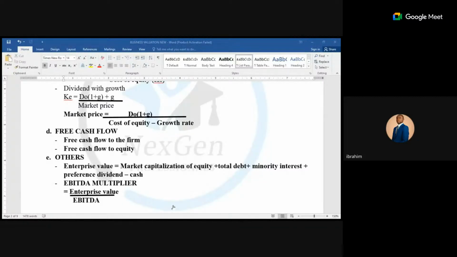So when you are valuing a business, I will put more note. I will have to remove free cash flow. Yes, I'll put what is it called? Present value of cash flow. I'll just put present value of cash flow.